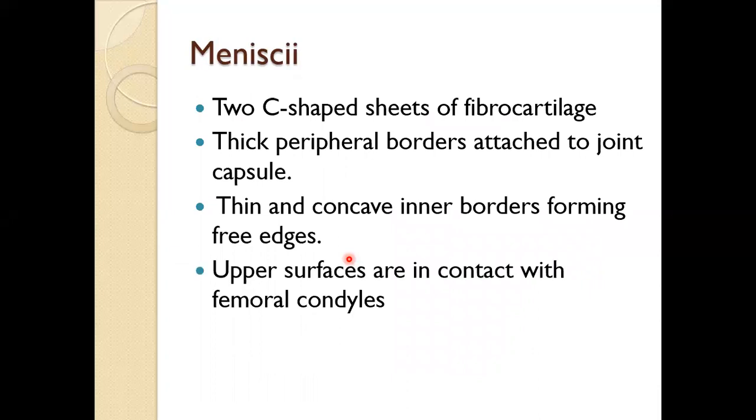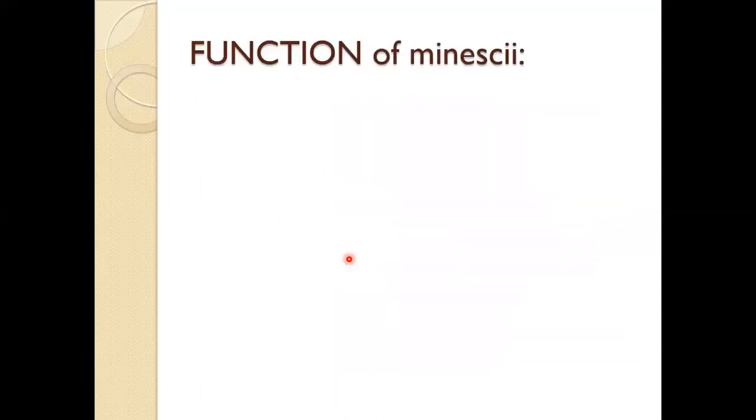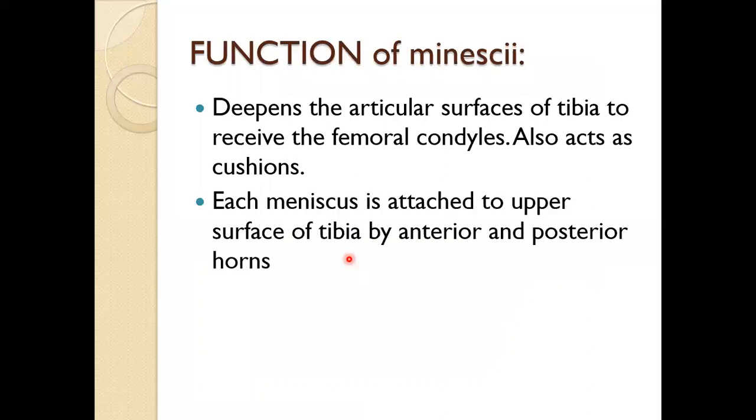Their upper surfaces are in contact with the femoral condyles, while their lower surfaces are in contact with the tibial bones, right? And they have got two main functions. The first one is to deepen the articular surfaces of the tibia to receive the femoral condyles. And also they act as cushions, right? Each meniscus is attached to the upper surface of the tibia by anterior and posterior horns.